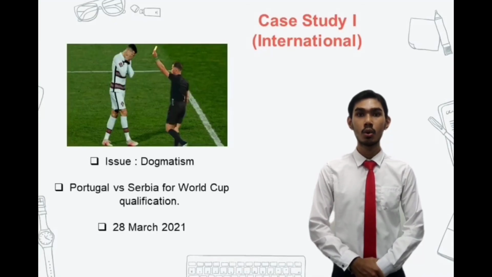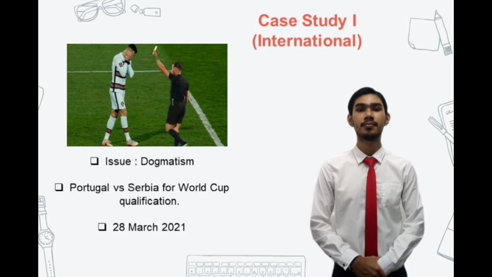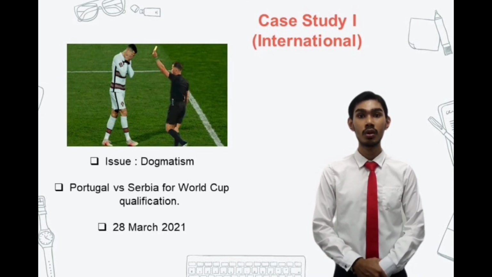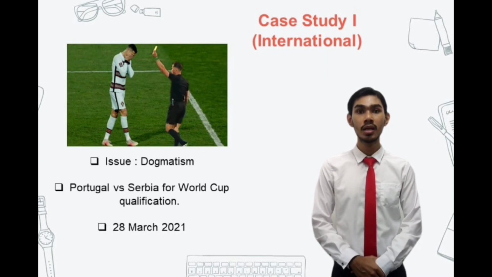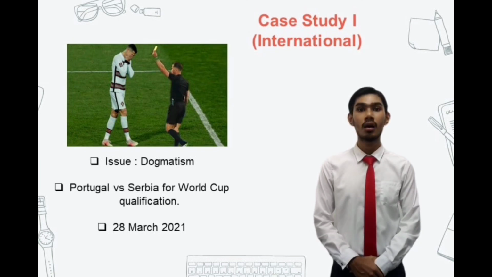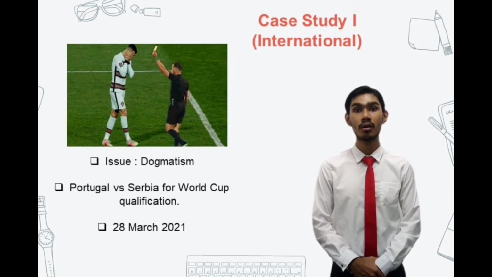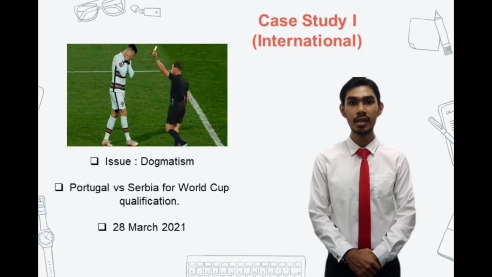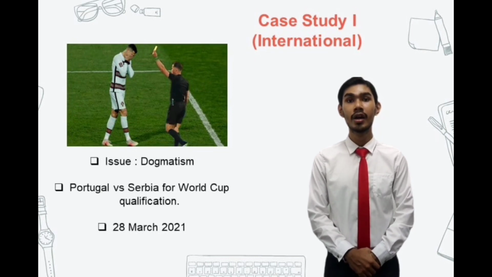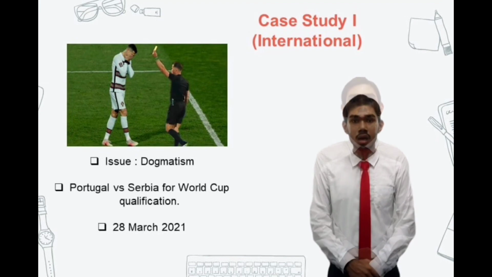I choose dogmatism, where the person feels strongly about an issue and refuses to acknowledge any alternative. This is a common situation faced by footballers either in local or international leagues. This event occurred when Portugal played against Serbia for World Cup qualification on 28 March 2021. At the end of the game, Cristiano Ronaldo managed to score a winning goal, but his goal was ruled out by the referee. Furthermore, he also got a yellow card for protesting the referee's judgment. This shows how the referee does not care what anyone says and refuses the possibility of acknowledging that he may be wrong. Now we will proceed to the video.